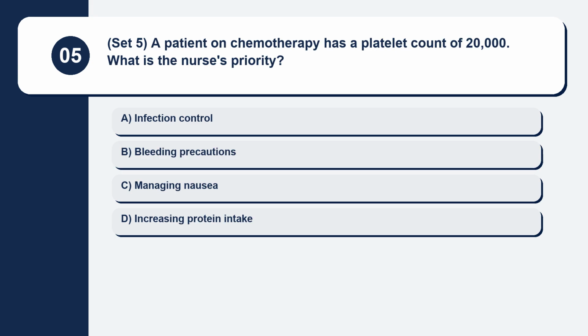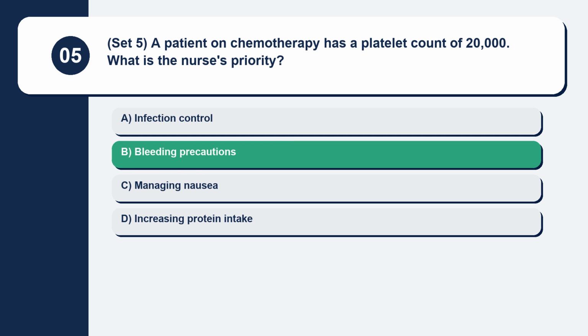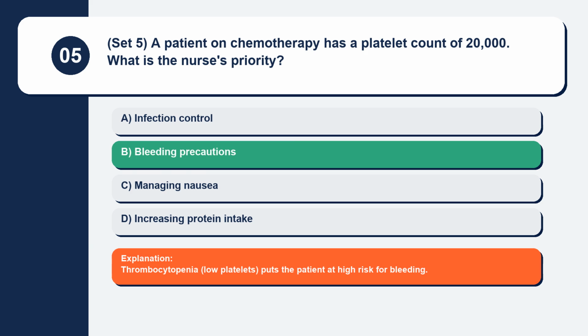Question 5. Set 5, a patient on chemotherapy has a platelet count of 20,000. What is the nurse's priority? Infection control, bleeding precautions, managing nausea, increasing protein intake. Thrombocytopenia, low platelets, puts the patient at high risk for bleeding.